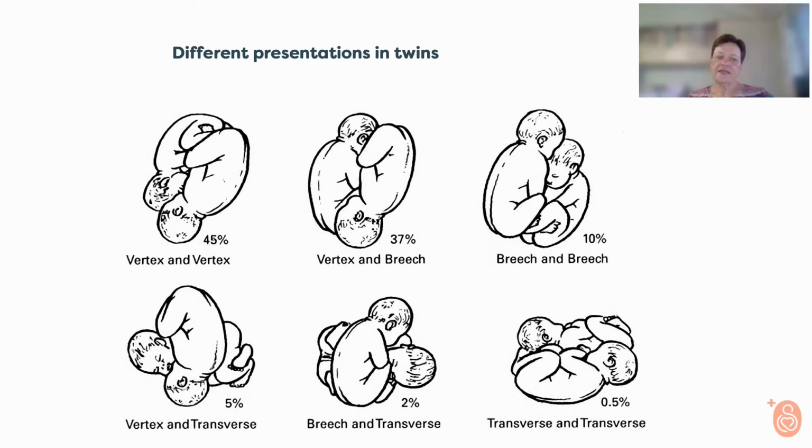Now, obviously, in the case of a vertex presentation, the chances of a normal delivery are the biggest. We might experience some problems with the vertex and the breech and the breech and the breech, but in these cases here at the bottom where one of the twins is in a transverse position, it's always a kind of contraindication for a vaginal delivery, because obviously this twin can't be delivered in a transverse position.